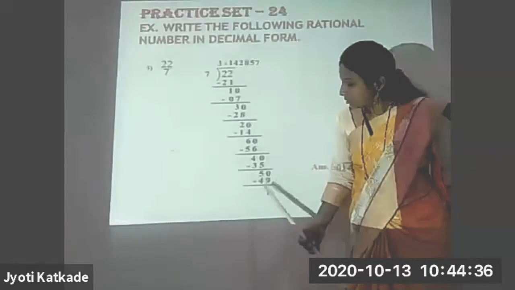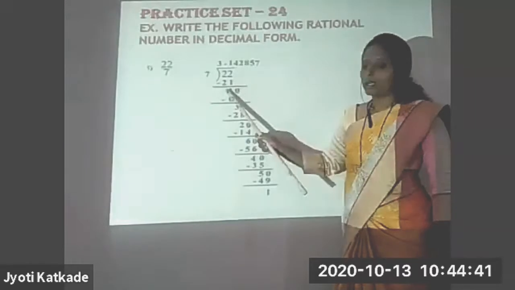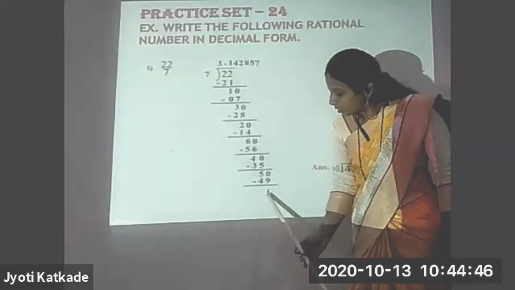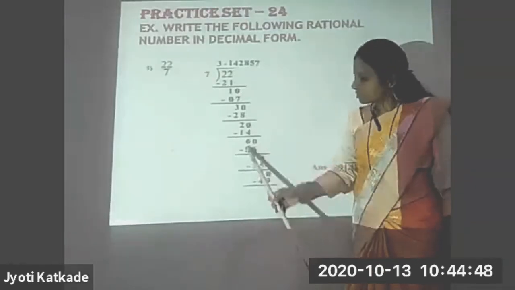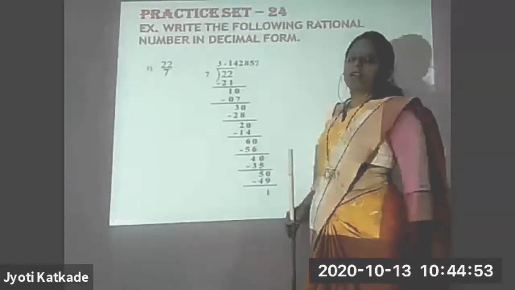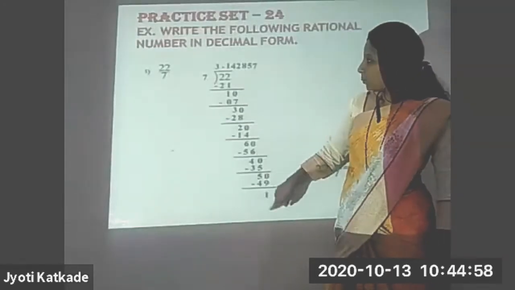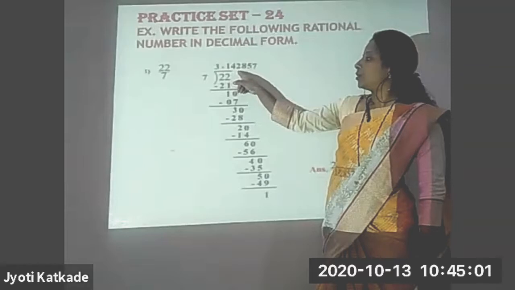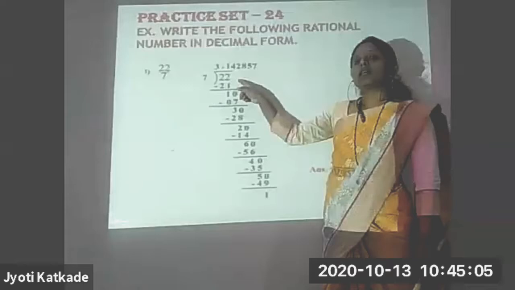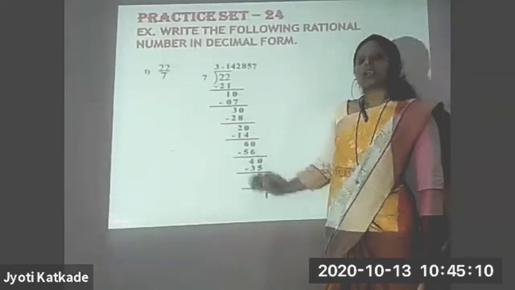Means, see, when we subtract 21 from 22, we get 1 here. And then we put 0. Again here is 1. Means all these steps are repeating when we take division one after another. So these steps are repeating. This 1, 4, 2, 8, 5 and 7, these digits are repeating again and again. Again we get 1. Again these steps are repeating.